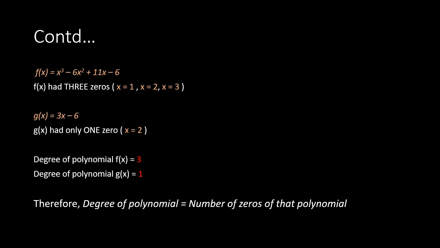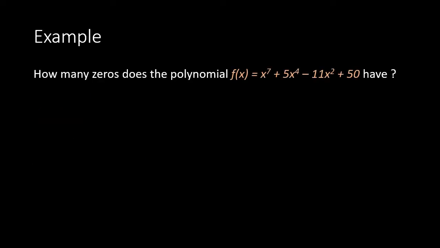Now let's do an example. How many zeros does the polynomial f of x equals x raised to 7 plus 5x raised to 4 minus 11x squared plus 50 have? So, what is the degree of this polynomial? You will see x is raised to the power 7, 4, and 2, but the maximum number is 7. That means the degree of this polynomial f of x is 7.